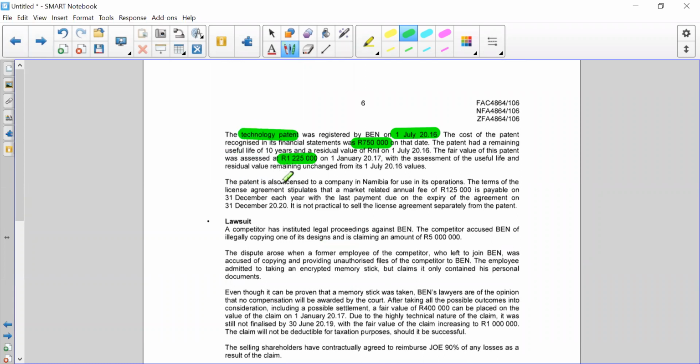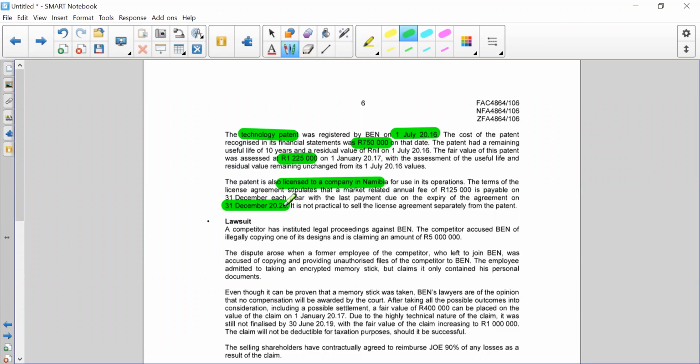Now we say that the patent is also licensed to a company in Namibia for use in its operations. The terms of the license agreement state that there will be a market annual fee of 125,000 paid on the 31st of December each year until the expiry of the agreement being on the 31st of December 2020. It's not practical to sell that license agreement separately from the patent.